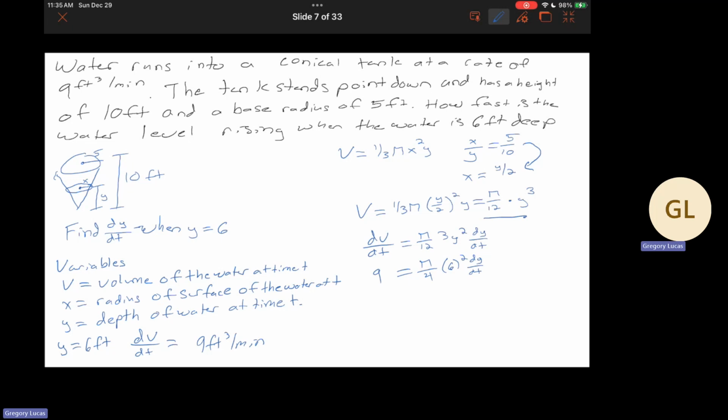It's going to end up being 1 over pi, however we do it. So let's do 30. So 9 equals pi over 4 times 36 dy dt. So I'm going to end up getting 9 equals 36 divided by 4 would give me 9 pi dy dt. Okay. So I'd divide both sides by 9 pi. So I'd have 1 over pi equals dy dt.